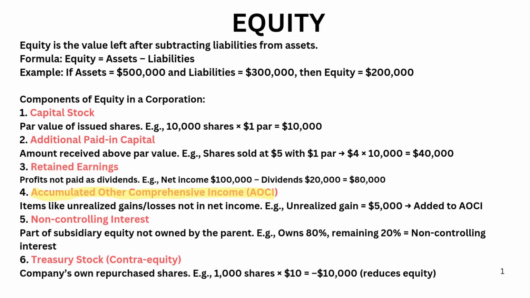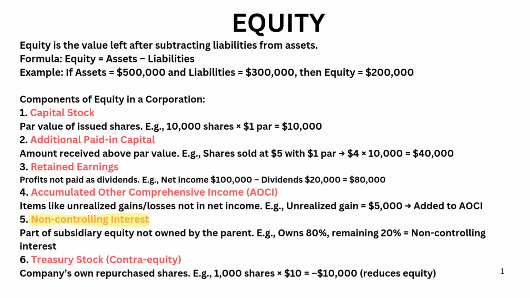4. Accumulated other comprehensive income, AOCI. This includes gains and losses that don't go through the income statement, but still affect the value of the business. Example: the company holds investments. One of them rises in value, creating an unrealized gain of $5,000. That goes straight to AOCI, not net income. Think of it like a side pocket for other changes in wealth.